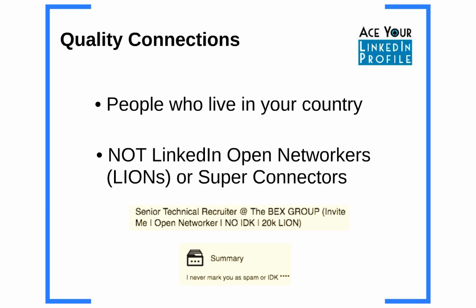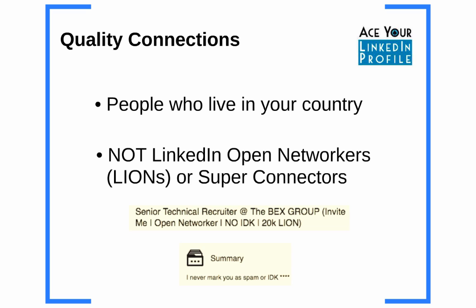So back to LinkedIn open networkers, these people are advertising right on their profile that you can send them an invitation request even though you don't know them, and they will accept it, so your account won't be dinged at all. You'll see the words open networker or lion or no IDK, which means they won't click the I don't know you option. You'll see these words somewhere in their profile. Another tip-off that someone is probably a lion is that they list the number of connections that they have somewhere in their heading or in their profile.